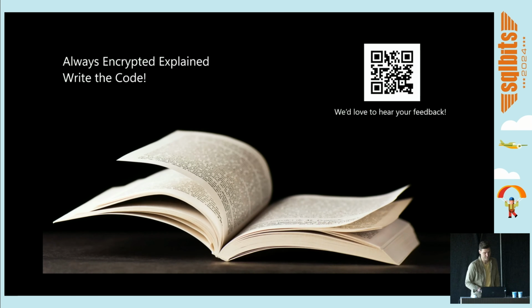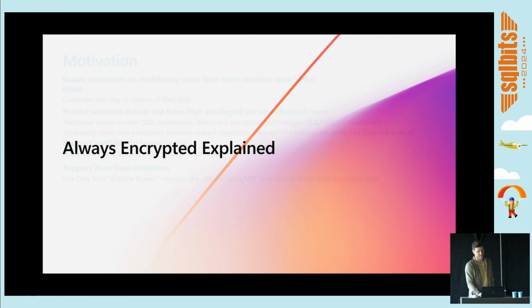All right, so what's the goal of today? First of all, it's going to be two parts. In the first part, I'm going to explain what Always Encrypted is and how you can implement it in Azure SQL, and the second part will be writing the code. What will break in your application when you start using Always Encrypted? And I'm going to explain also, of course, how you can resolve these issues. All right, let's get started with Always Encrypted.